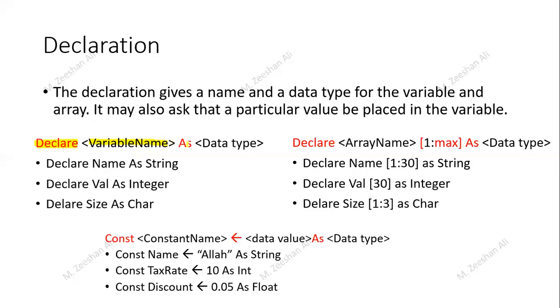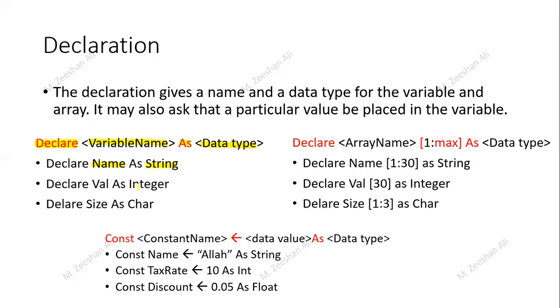And then after naming it, we write AS. AS is a command, a statement you can say, and then we write the type of that variable, meaning what kind of data is going to be stored in that variable. There are some examples in front of you. For example, declare name as string. So string is a data type. Once I have declared in my program a name variable of type string, it will be assigned enough space to store strings.